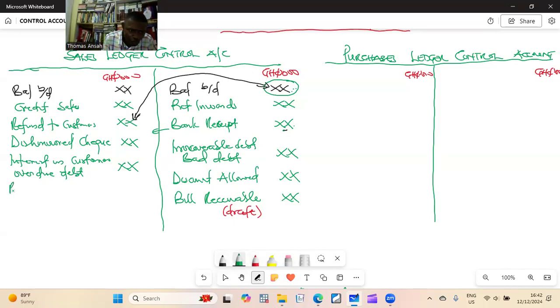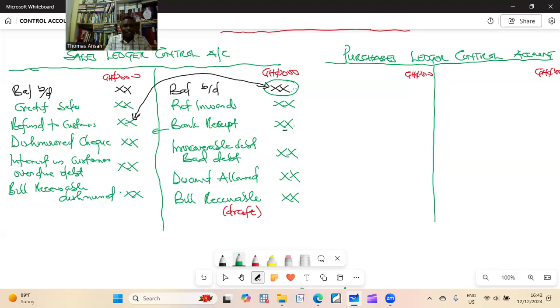So bills receivable dishonored, it means we need to also reverse it because that thing didn't go through. So basically, these are the things.